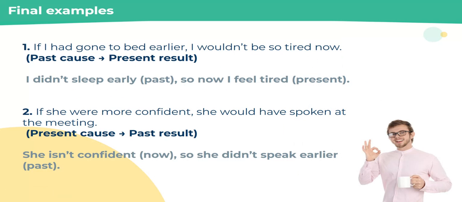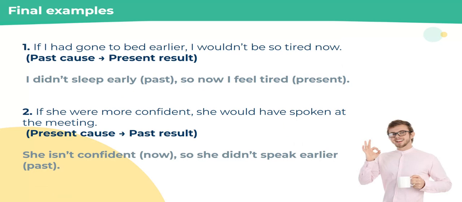Well, we've got some final examples before our lesson conclusion today. So I'm going to read through these final examples. Number 1. If I had gone to bed earlier, I wouldn't be so tired now. This is past cause or context to present result or context. I didn't sleep earlier. This is in the past. So now I feel tired. This is the present. So that thought is expressed with this conditional. If I had gone to bed earlier, I wouldn't be so tired now.